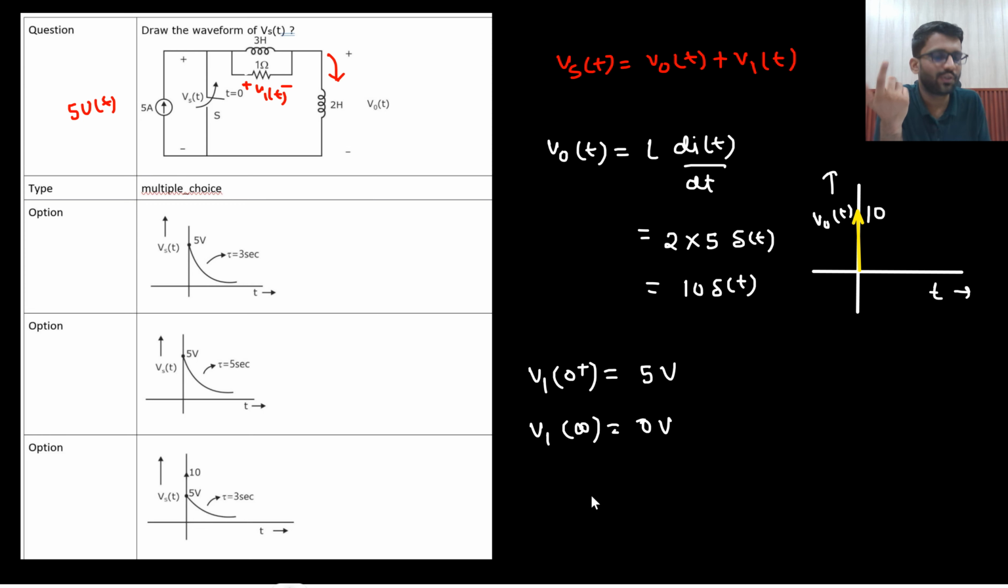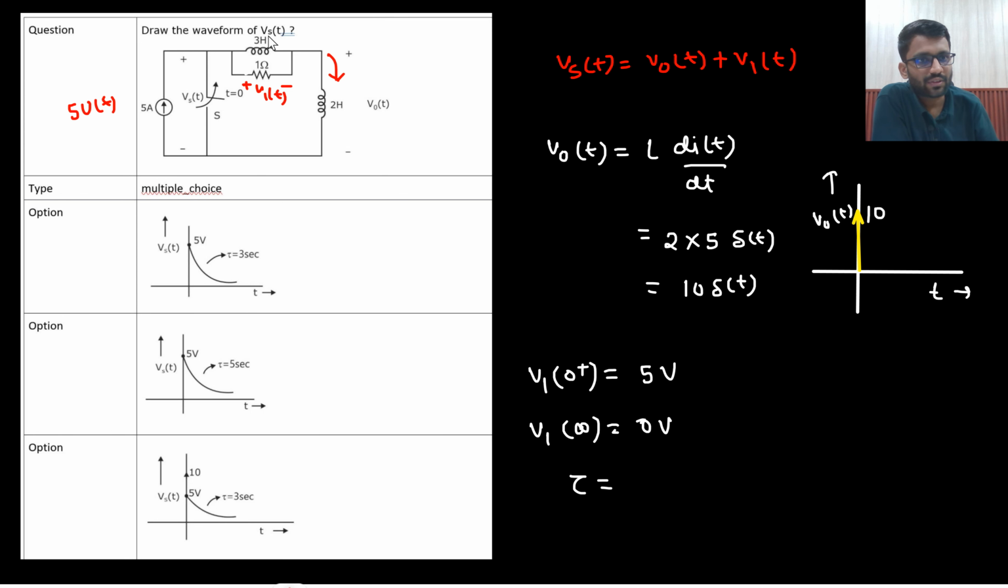So from 5 to 0 you are going with the time constant of what? In the calculation of the time constant, this 2 Henry will not even come into action. Why? Because this 5 ampere is divided between R and L, there is no use of this. What is this 2 Henry doing? It is giving an impulse voltage, that's it. Then it is gone.